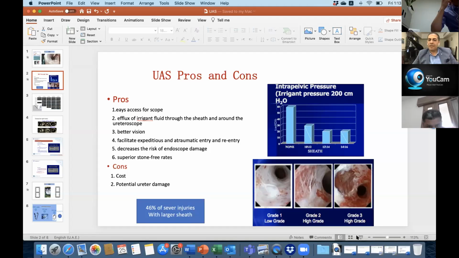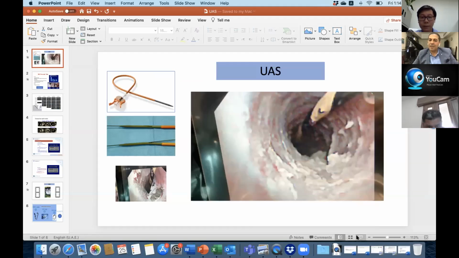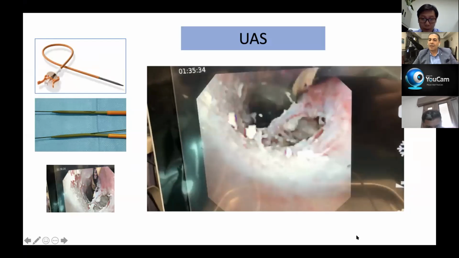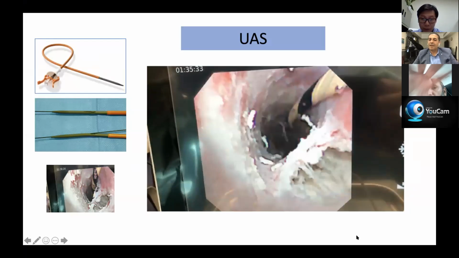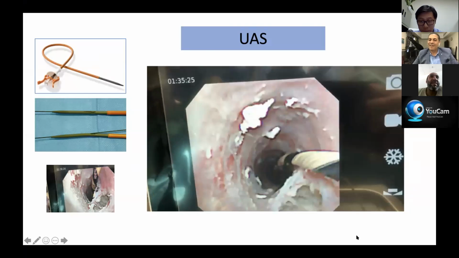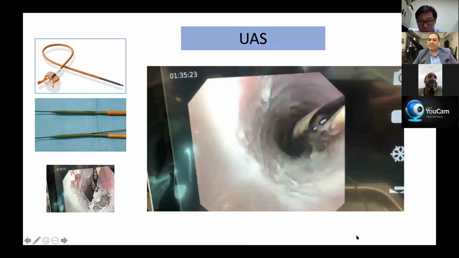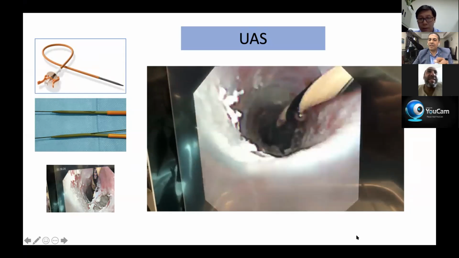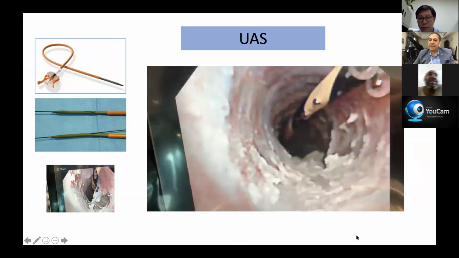If you see this case, there is a ureteral injury. See the injury here. What is the grade of this injury? It's grade 3. I think at least grade 2. It's 2 or 3. I can say 3 because this patient has some, you can see the muscle and you can see the periureteric fat in the injury.